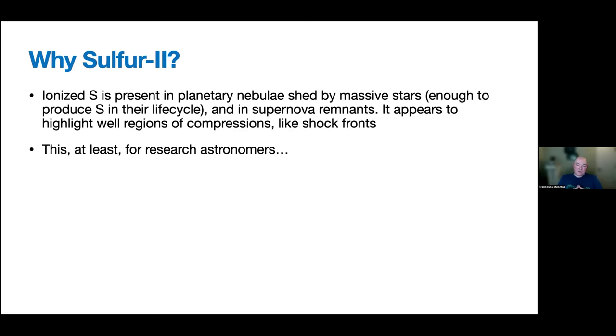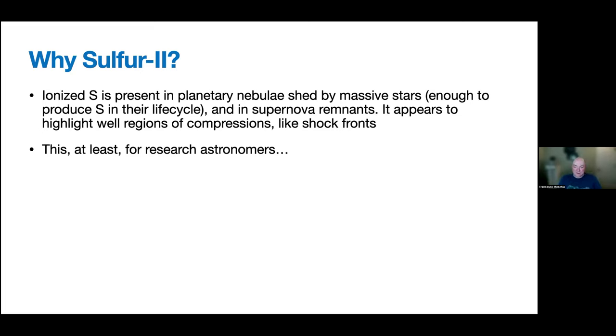So why sulfur? Why is it interesting? And to whom? Well, ionized sulfur is present, as we said, in planetary nebulae, especially those that are shed by very massive stars. And they need to be big because they need to be hot enough at some point in their life cycle to produce sulfur. And in order to produce sulfur, they must have produced all of the other elements up to silicon to be able to do that. And of course, it's also present in supernova remnants, because a supernova produces essentially everything.